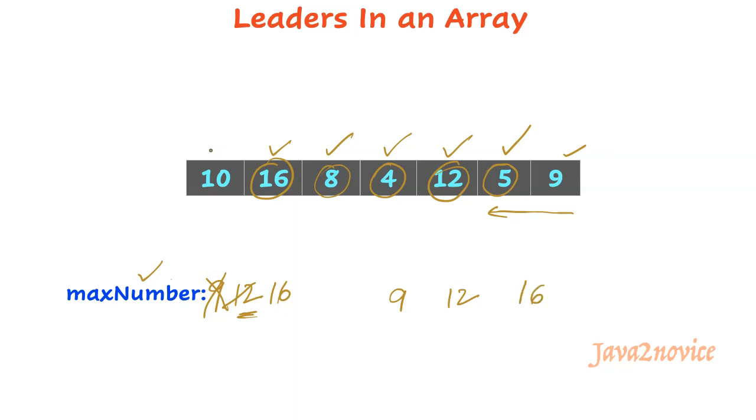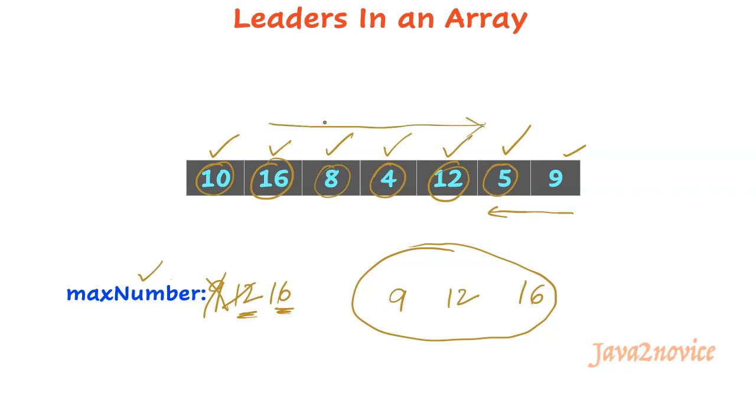In the next iteration, we are here. 10 is the number. 10 is less than max number 16, so no action. We have processed all the elements in the array and found all possible leaders in the given array. These are the possible leaders, and if you notice here, we just traversed the array only once. Hope you understood the logic.